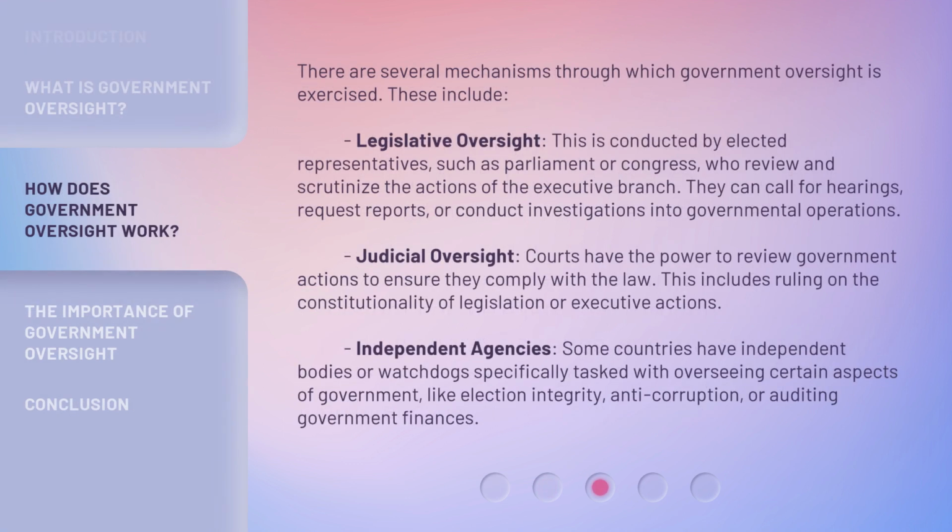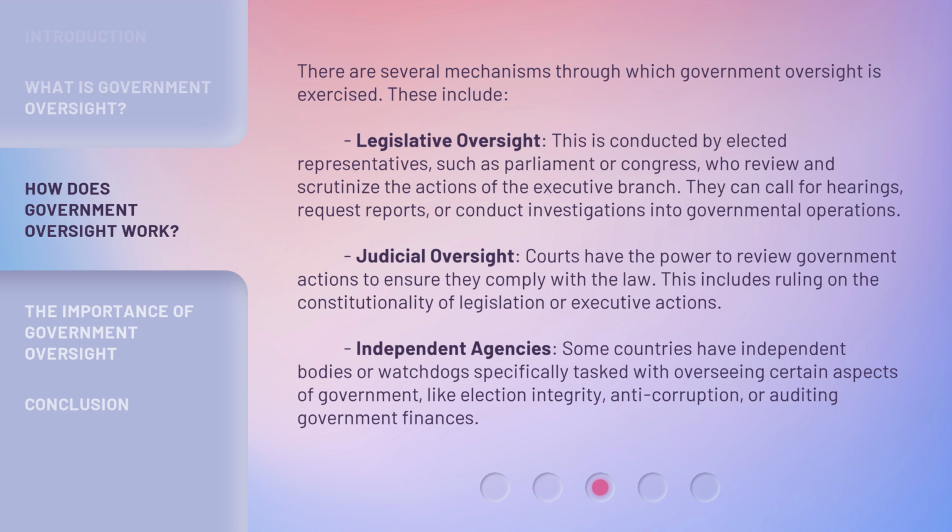There are several mechanisms through which government oversight is exercised. These include legislative oversight. This is conducted by elected representatives, such as Parliament or Congress, who review and scrutinize the actions of the executive branch. They can call for hearings, request reports, or conduct investigations into governmental operations.